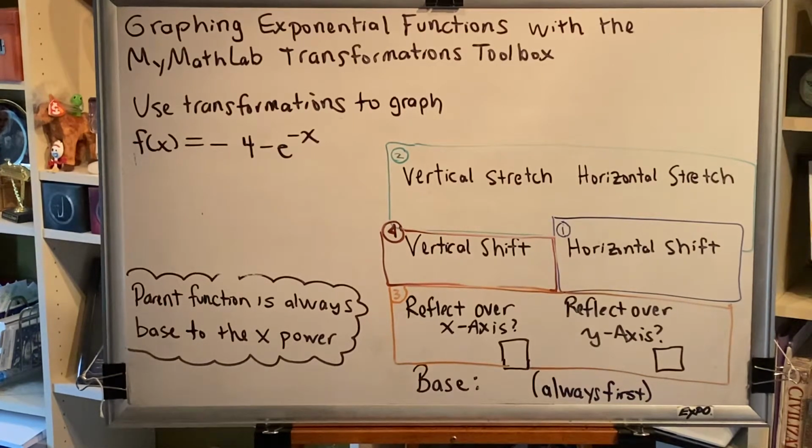The topic of this video is graphing exponential functions with the MyMathLab transformations toolbox. Let's solve this problem. Use transformations to graph f of x equals -4 minus e to the negative x.